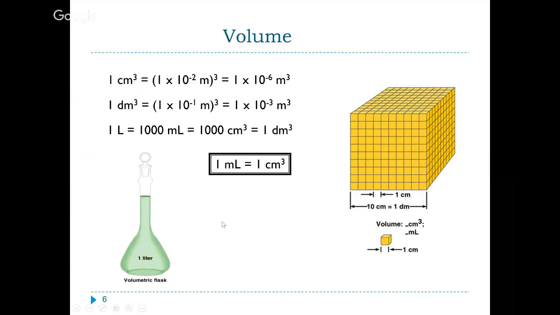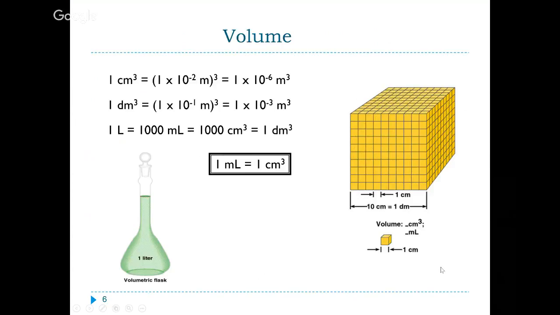A decimeter is 1/10 of a meter, so there are 10 decimeters in 1 meter. Once again, we multiply our exponents, and we see that a decimeter cubed is the same as 1 times 10 to the negative 3rd meters cubed, or 1/1000th of a meter cubed. A decimeter cubed is actually the same as a liter, so that is a direct correlation. We also know that 1 liter is 1,000 milliliters. 1 milliliter is also equal to a centimeter cubed.